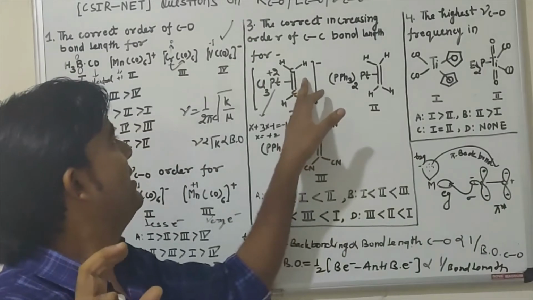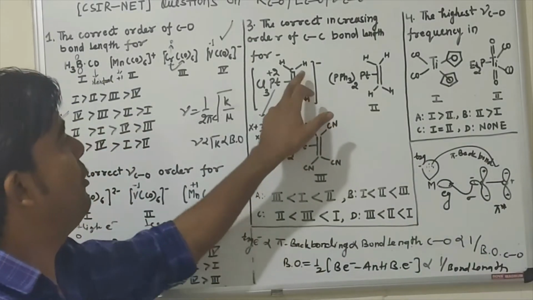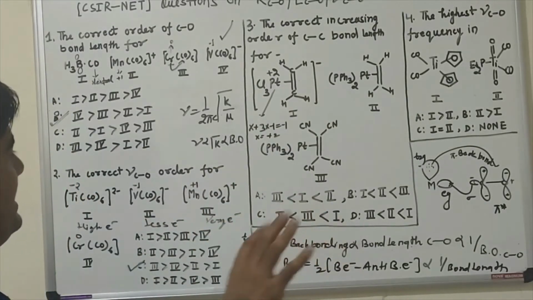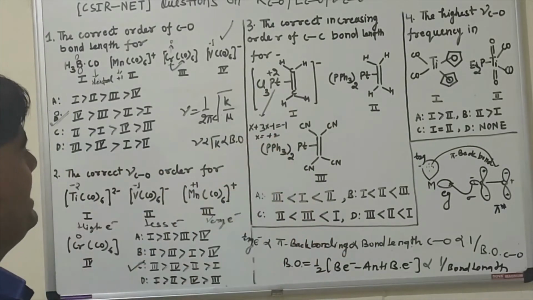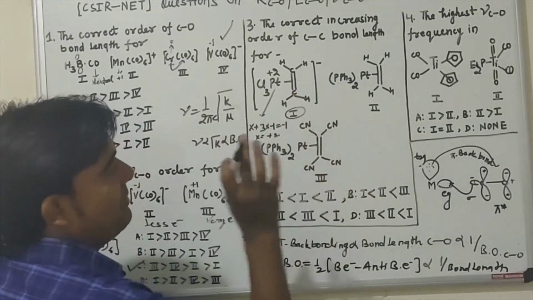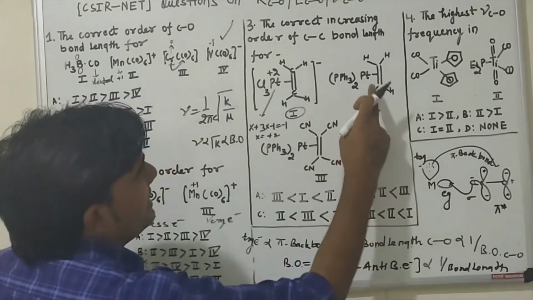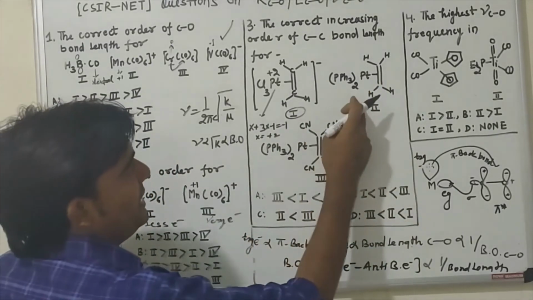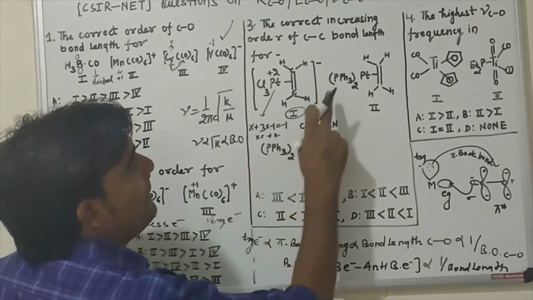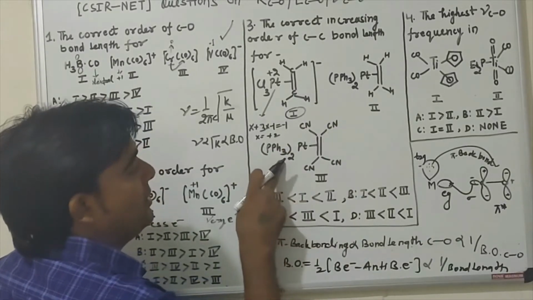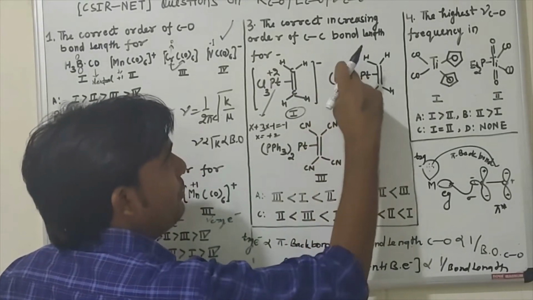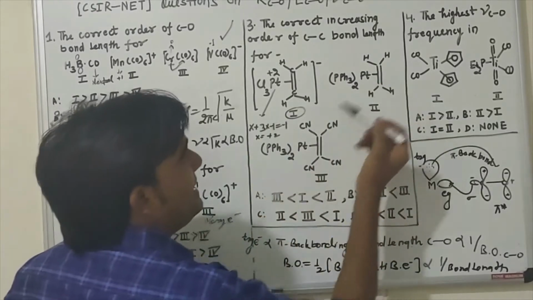So in this case the CO bond length will be almost constant, with no increase. So suppose this is the lowest value. Now we are going to discuss this structure and this structure. You can see PPh3 twice in both, so both are constant. So where is the change?